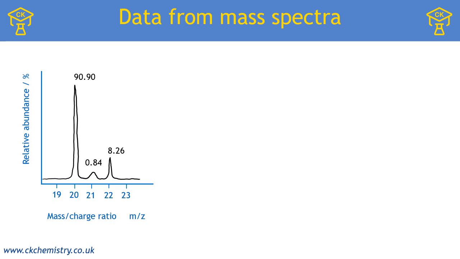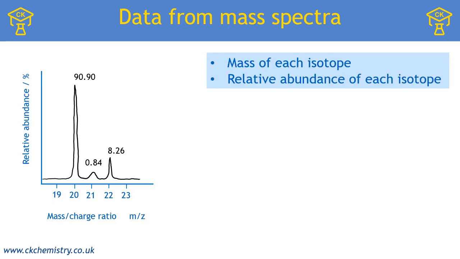So the data that we get from a mass spectrum has 2 axes, and so it tells us 2 different things. It tells us the mass of each isotope and the relative abundance of each isotope, and that is the height of the peaks. And the mass is on the bottom. But if you notice at the bottom, what it actually says is mass charge ratio, or it may say m/z, or it may say m/e. It really does depend on the example that you're looking at.